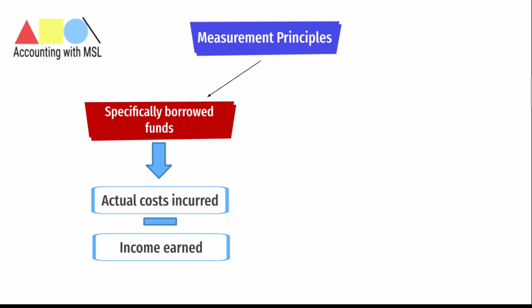So let's say you went for a loan for a year, but for 2 months you were able to quickly turn around the money and get some return on investment.